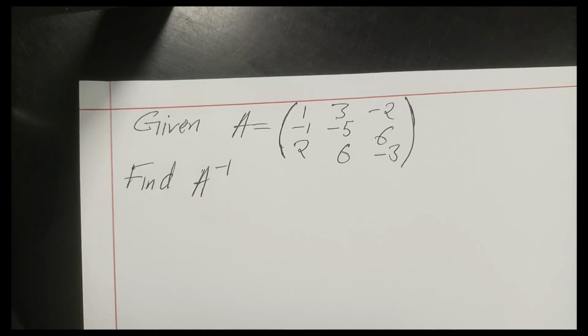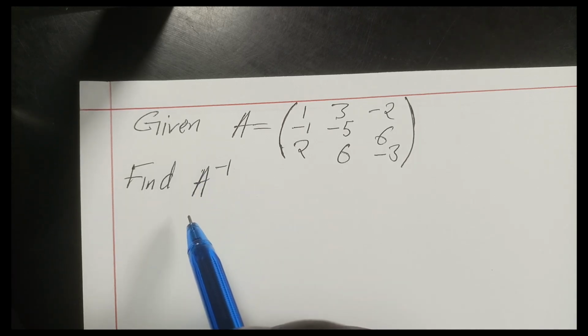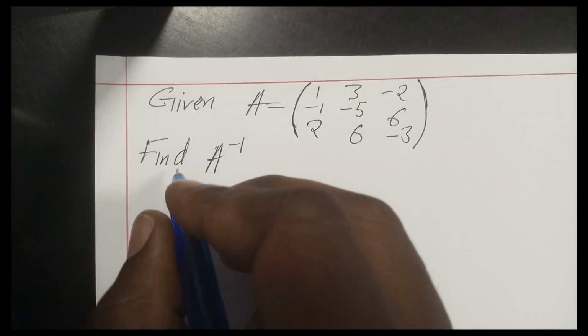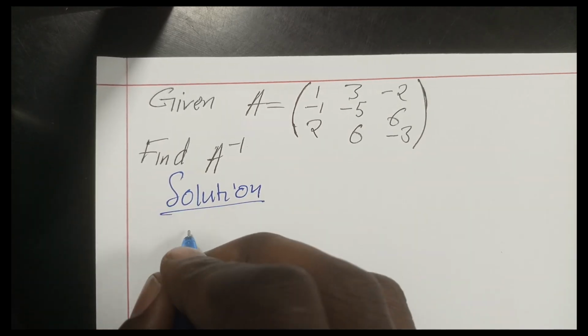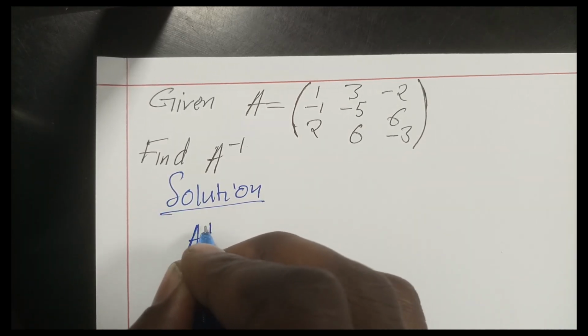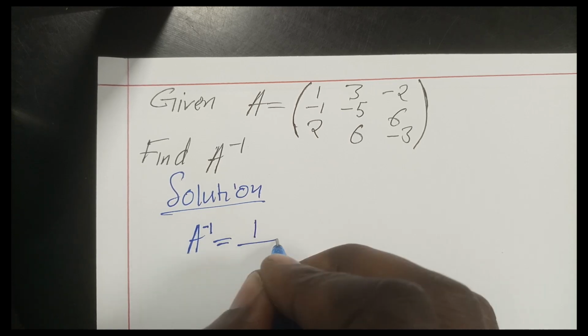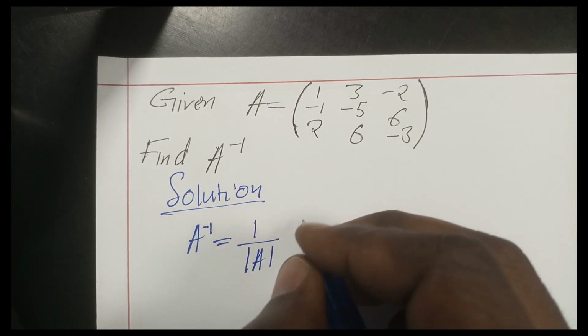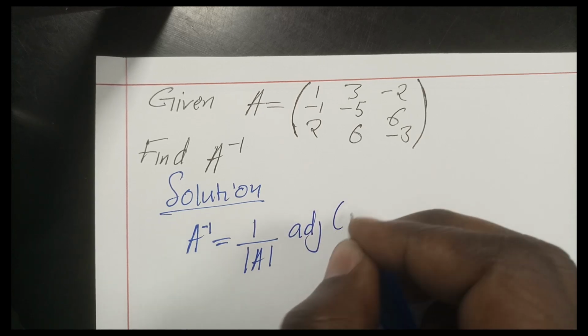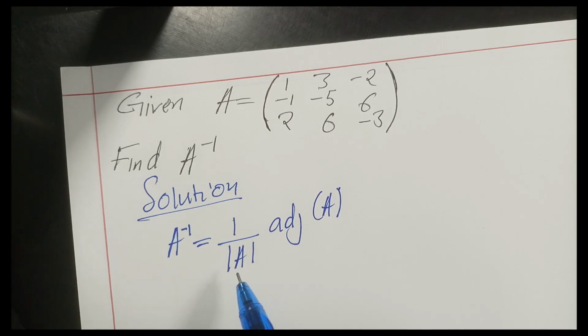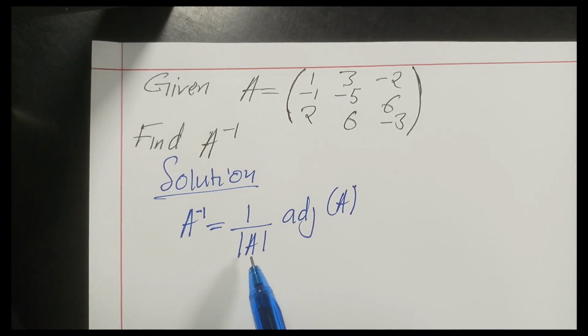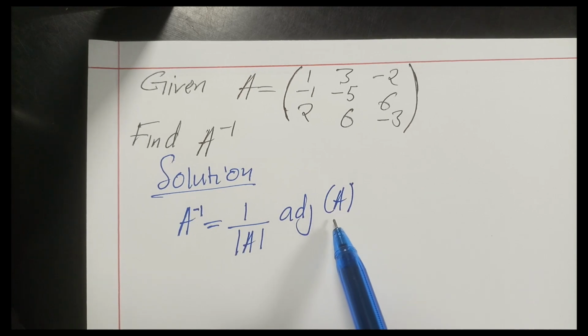All right, so the question is saying that given a matrix A, find A inverse. So for you to find A inverse, A inverse is given by 1 over the determinant of A times the adjoint matrix of A. So it's very easy to find the determinant of this matrix. The next thing that we should find is the adjoint matrix.